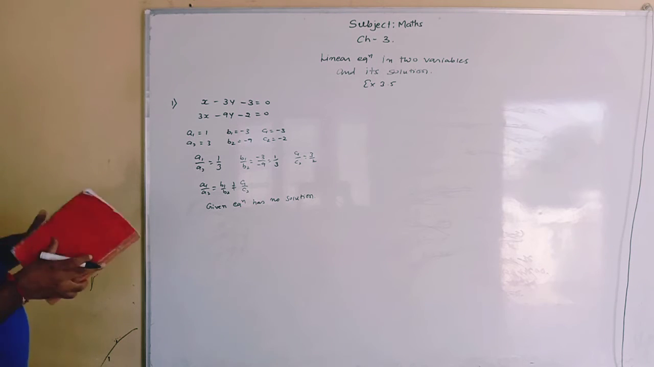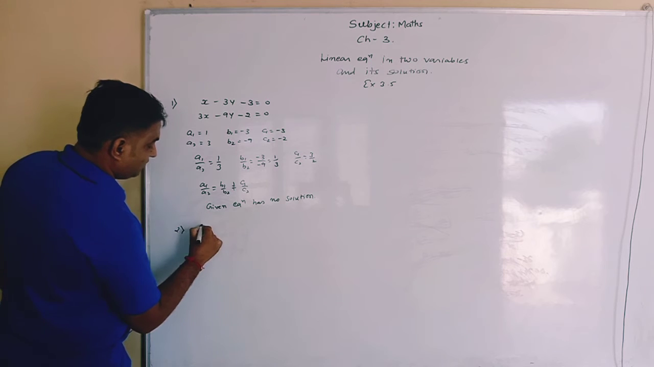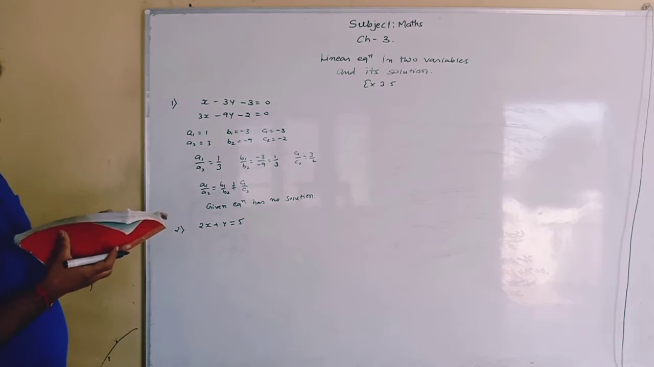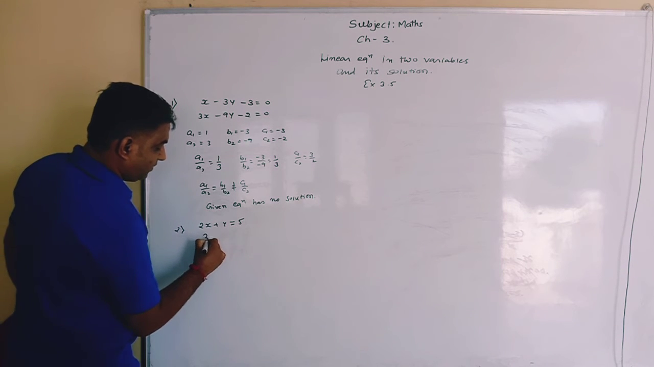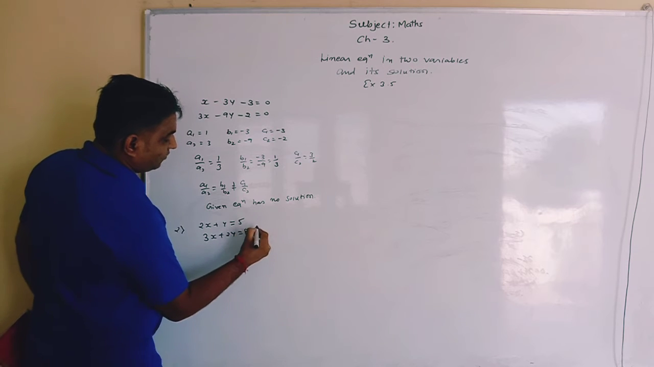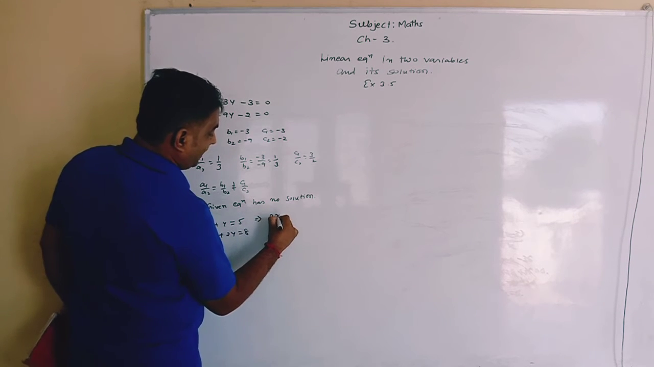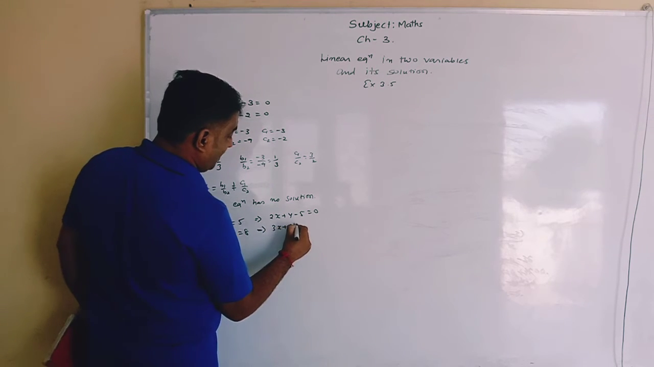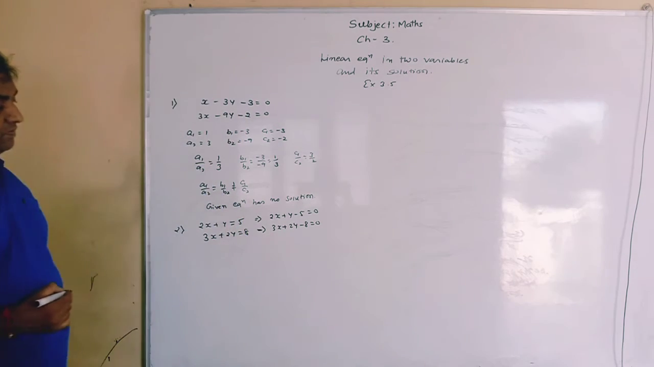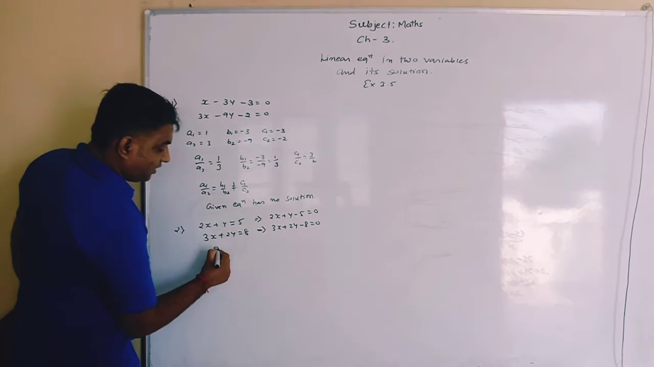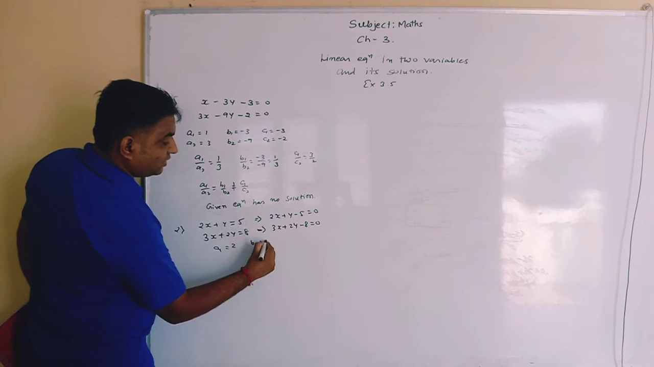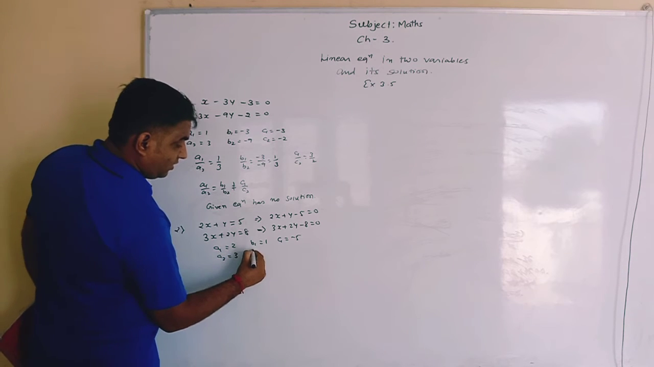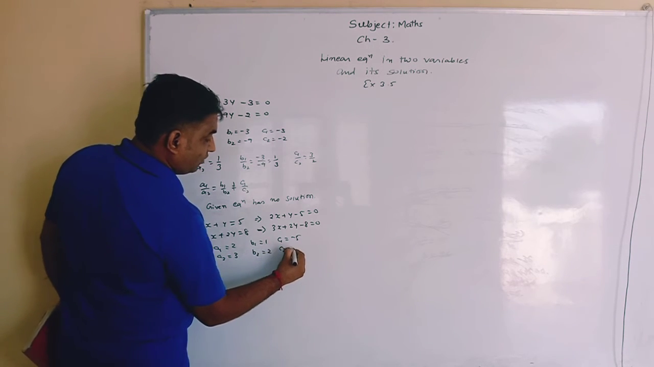Now the second question is given to us: 2x plus y equals 5, and 3x plus 2y equals 8. So we write it in the standard form: 2x plus y minus 5 equals 0, 3x plus 2y minus 8 equals 0. So here we write the coefficients a1 equals 2, b1 equals 1, c1 equals minus 5, a2 equals 3, b2 equals 2, and c2 equals minus 8.